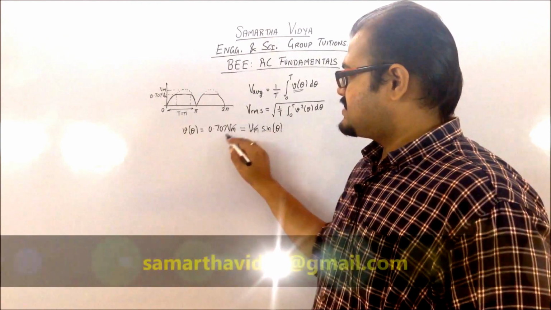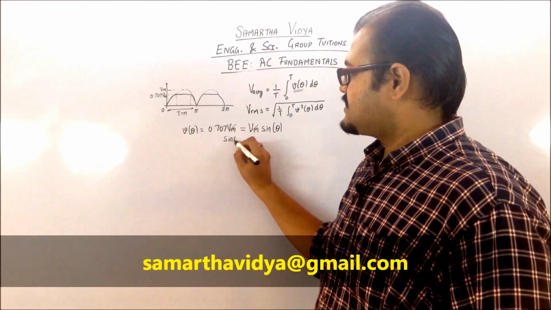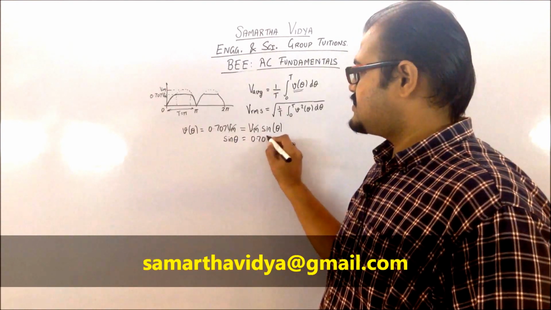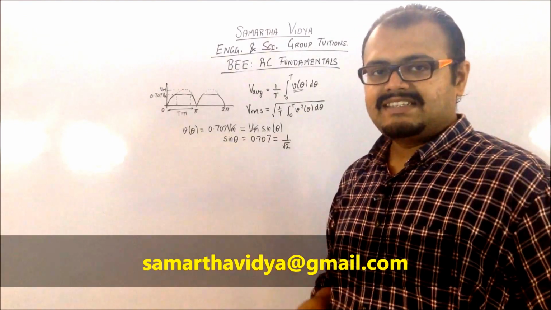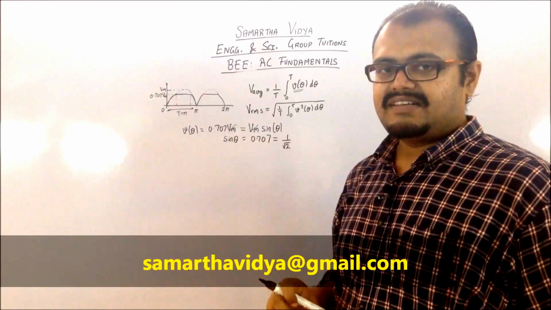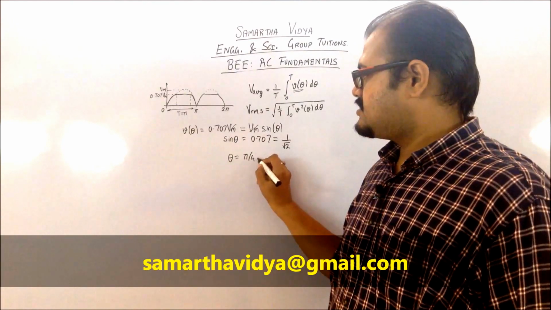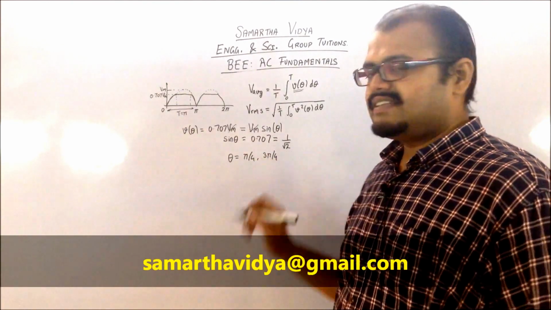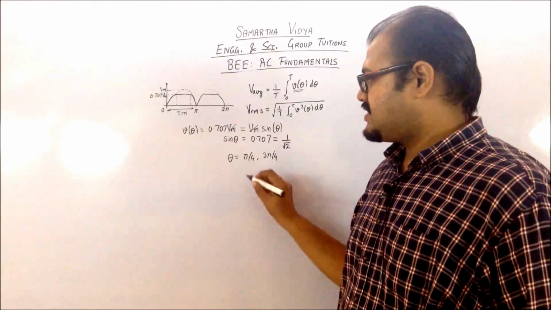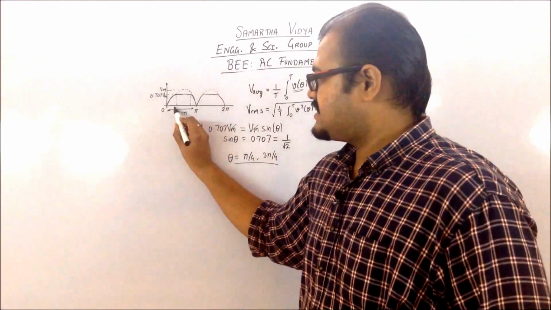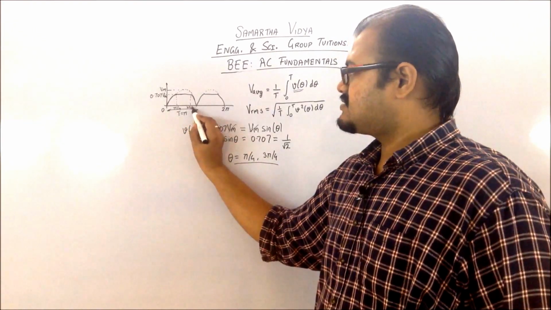So you can see that the Vm gets cancelled and you just have sine theta, which is given as 0.707. So sine theta is 0.707, which is nothing but 1 upon root 2. So you have to find the values of theta for which I will be getting this value, that is 1 upon root 2. From this you will be getting your theta as pi by 4 and 3 pi by 4. Because in the first quadrant and the second quadrant you will have a positive value of sine. So that is why you are getting these two values, that is pi by 4, which is basically for this value, and 3 pi by 4, which is nothing but this value.